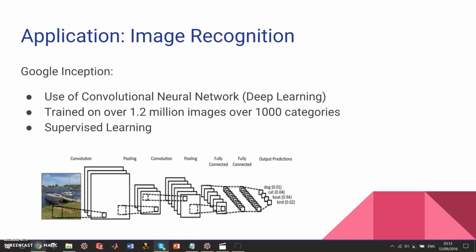Google applied this methodology with their resources, and they trained a convolutional neural network on over 1.2 million images over 1,000 categories. This is a type of supervised learning problem because given a specific image, we've got the label, right? We're saying, okay, that's a boat, we want that boat. Let's go and learn.